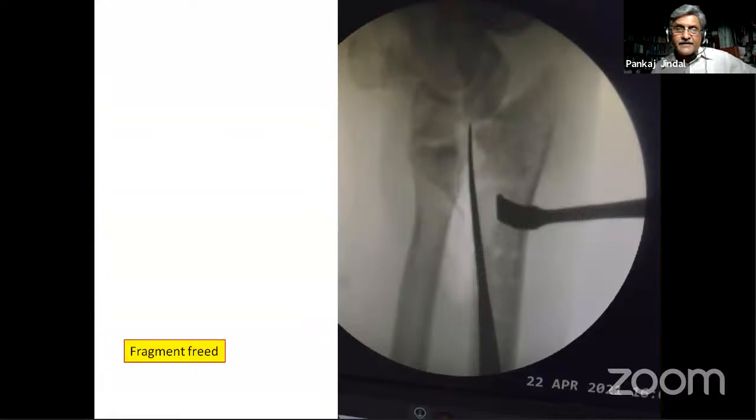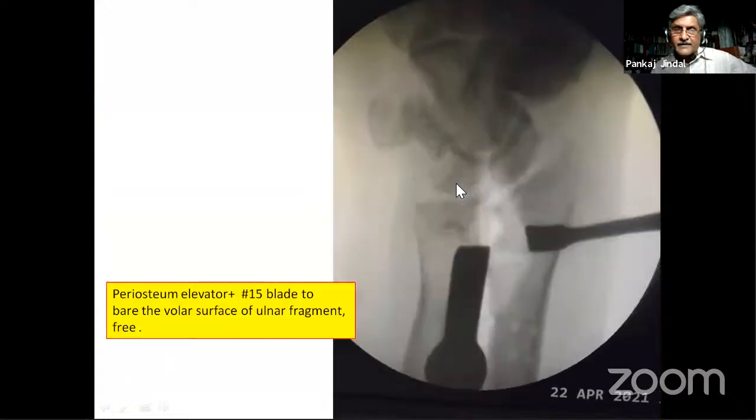Once this fragment had been freed here, don't free it up on the volar side as has been elucidated earlier here, because these are extremely important ligaments. Whatever ligaments are available here, don't cut them here. Cut the fragment and free up this fragment and distalize this fragment here.